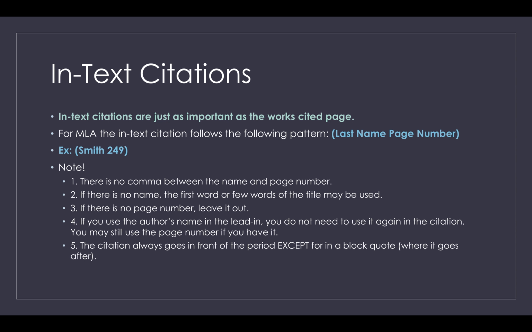An in-text citation is just as important as the works cited. In fact, I'd say it's almost even more important, because when you're having an argument, you have to attribute anything that is an idea, a phrase, a word, a sentence, anything that comes from someone else. You need to make sure that they get the credit for it. So it's really simple in text. When you have a citation, you're going to do last name and page number in parentheses. So for example, Smith 249.